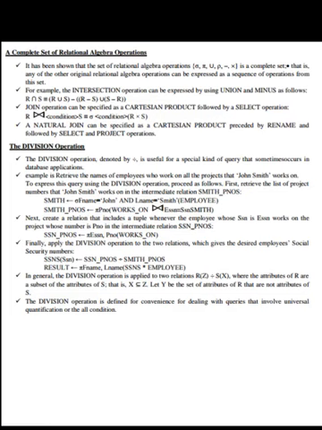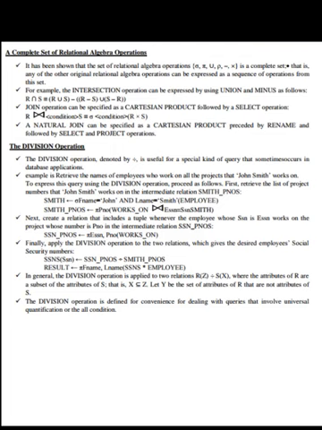A complete set of relational algebra operations. It has been shown that the set of relational algebra operations is a complete set; that is, any of the other original relational algebra operations can be expressed as a sequence of operations from this set. For example, the intersection operation can be expressed by using union and minus as follows. The join operation can be specified as a Cartesian product followed by the select operation. See here below. A natural join can be specified as a Cartesian product preceded by rename and followed by select and project operations.